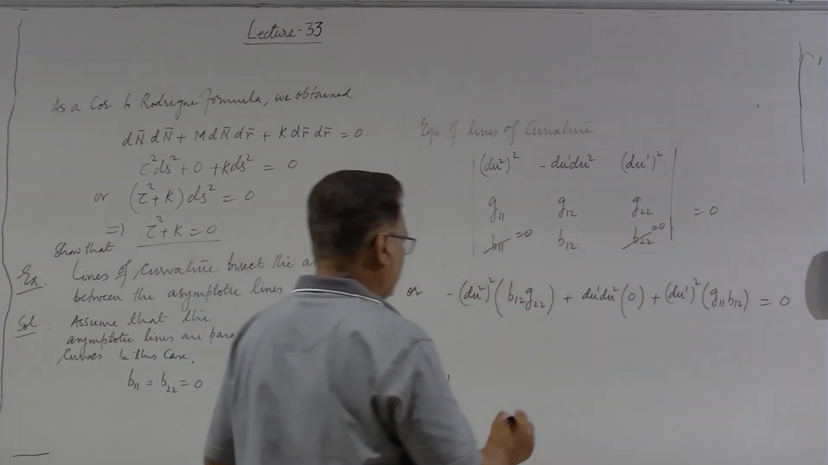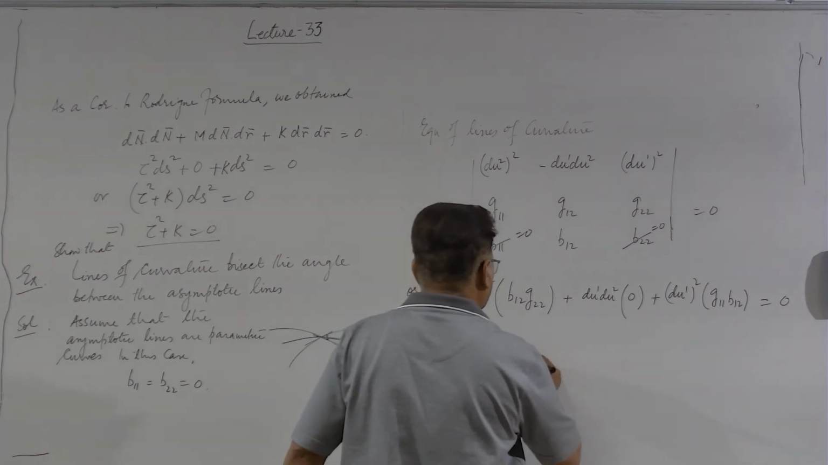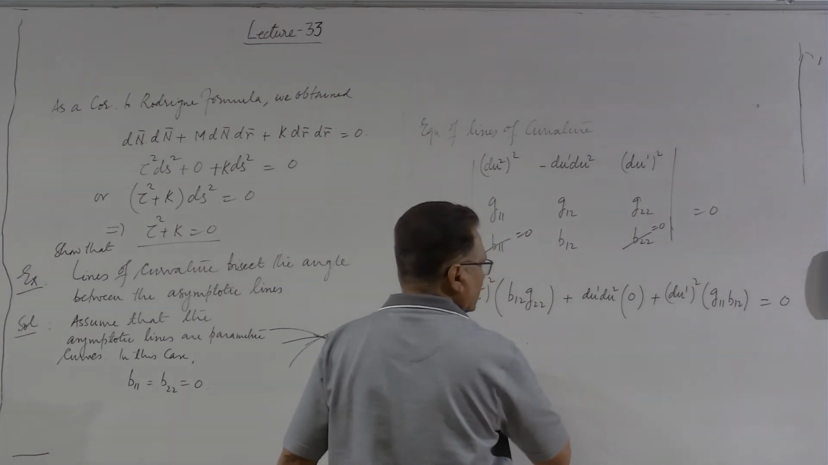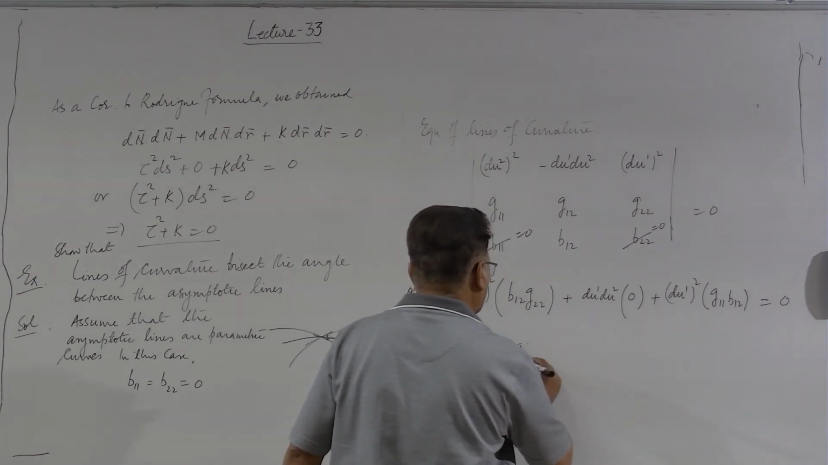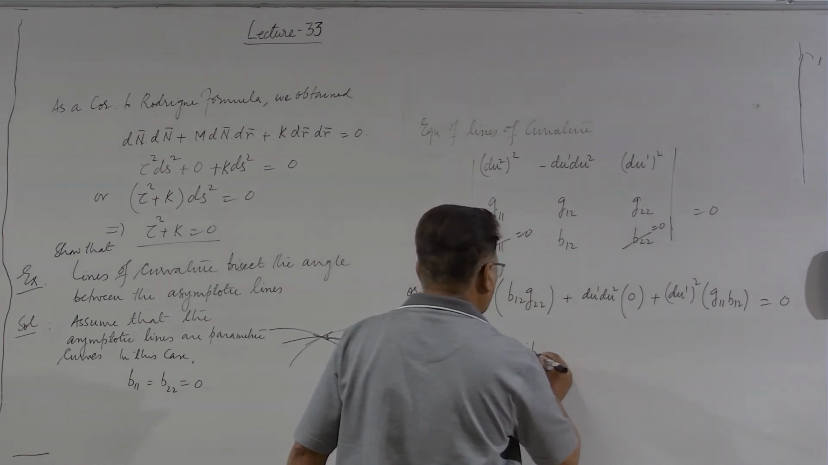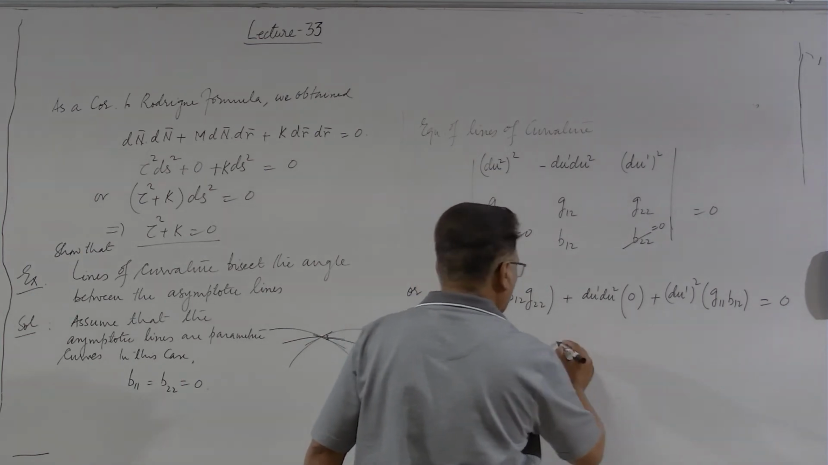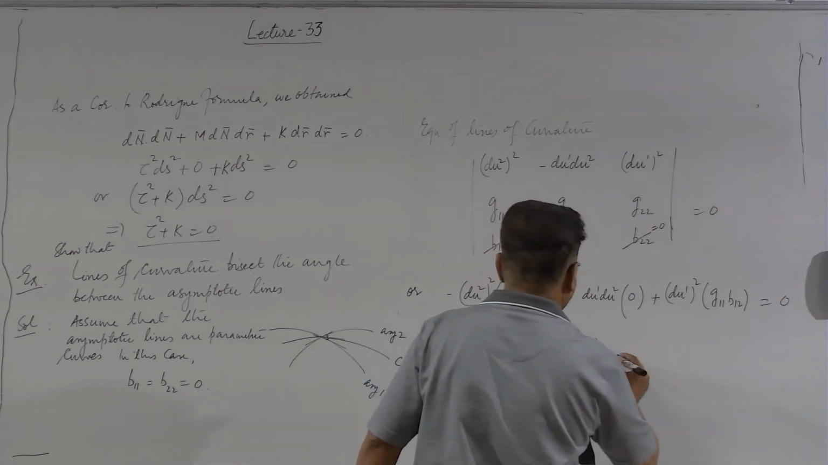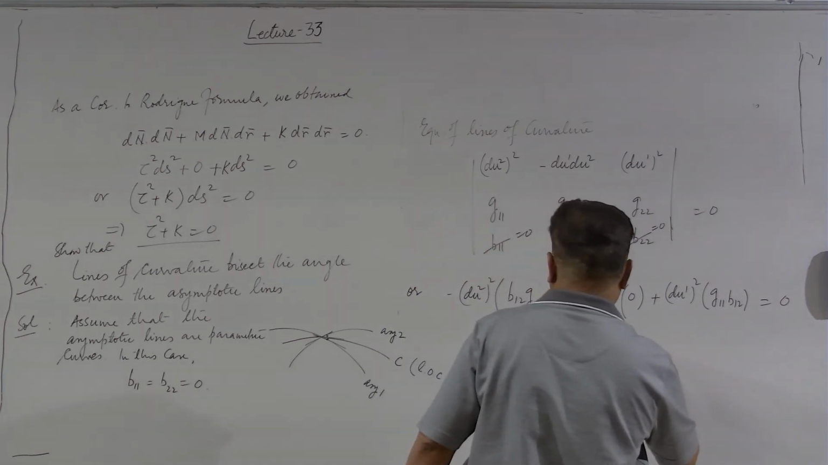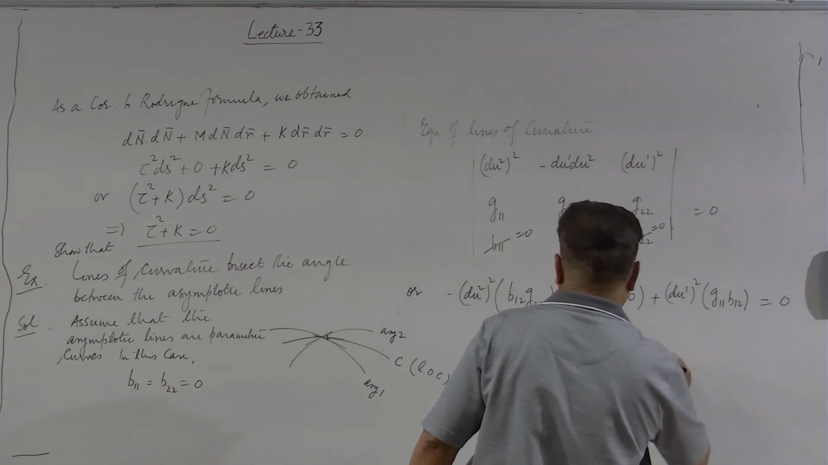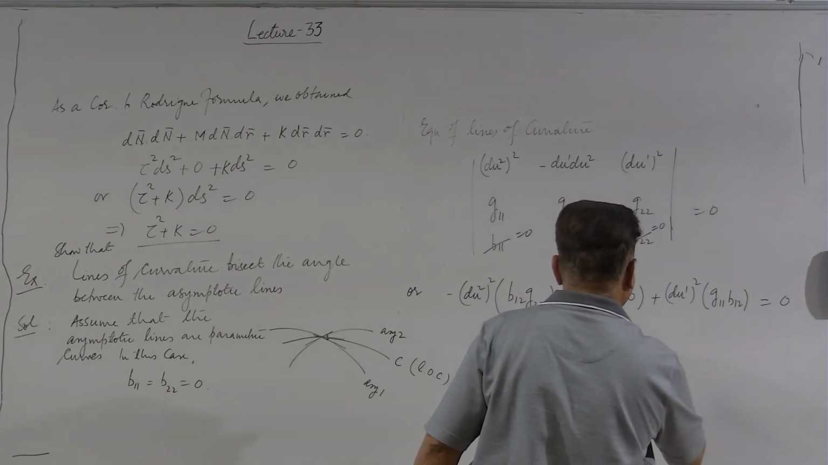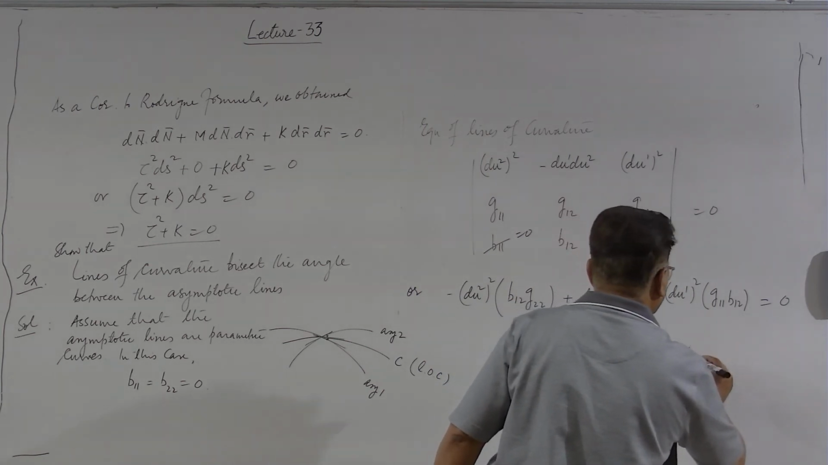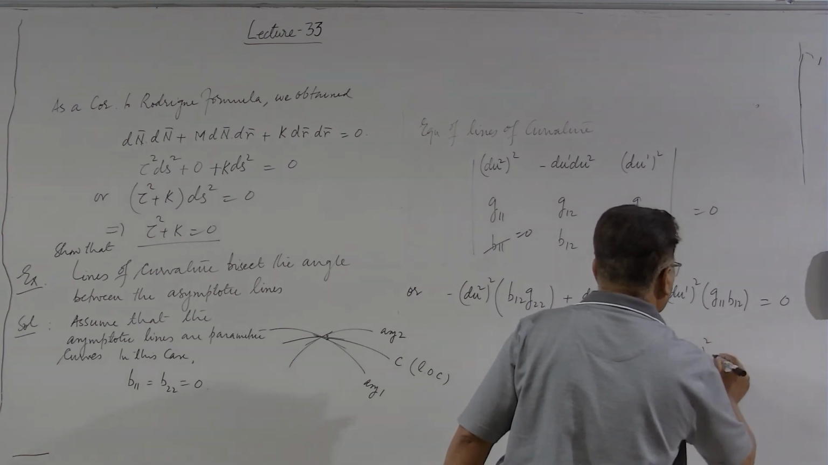Okay, so the equation becomes G11 into B12 du1 square minus G22 into B12 du2 square equal to 0.